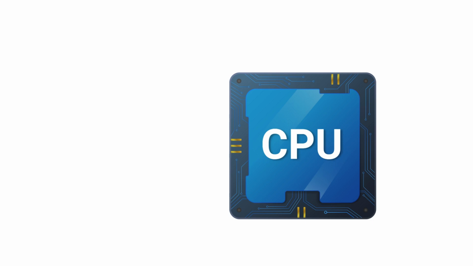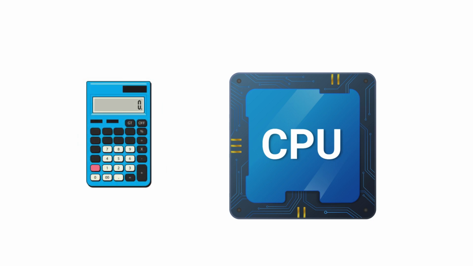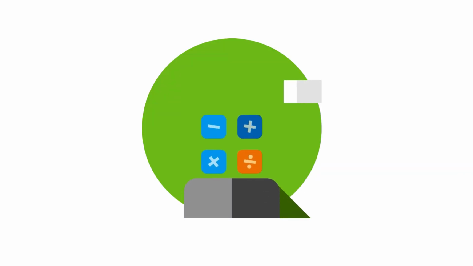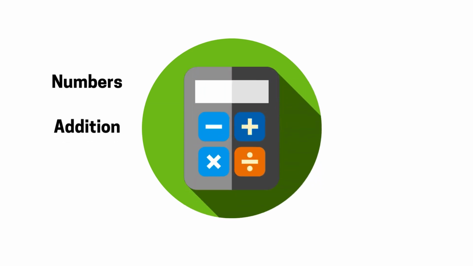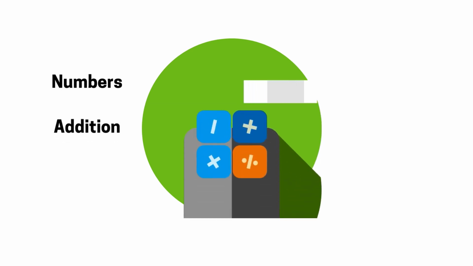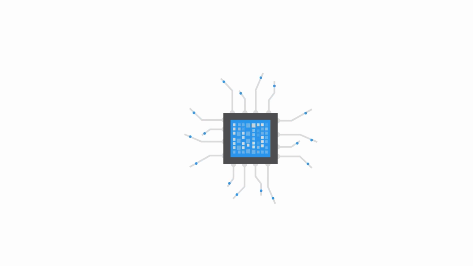The CPU is the heart of the computer. Think of it as a more sophisticated form of a calculator. To add two numbers using a calculator, we do two things. First, take the numbers we want to add, and second, input the mathematical operation. The CPU also performs a very similar operation.